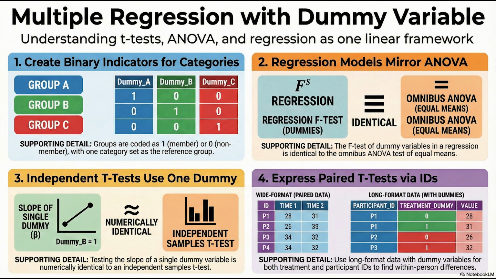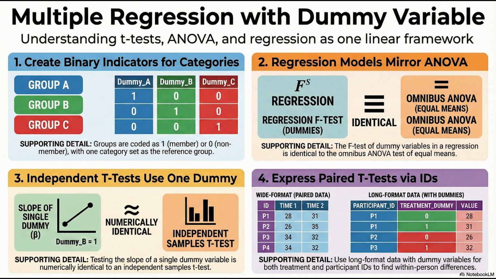If there are only 2 groups, a single dummy variable is needed. The slope coefficient equals the difference between group means, and testing it with a t-statistic is numerically identical to the independent samples t-test. The independent samples t-test is equivalent to a one-way ANOVA with 2 groups and can be written as a regression model using a single dummy variable for treatment.